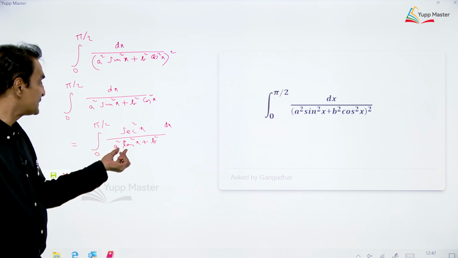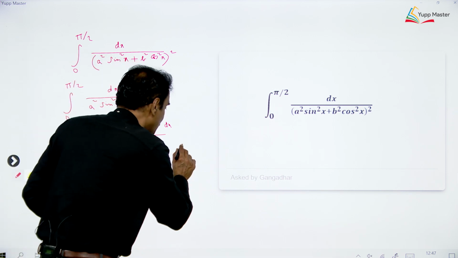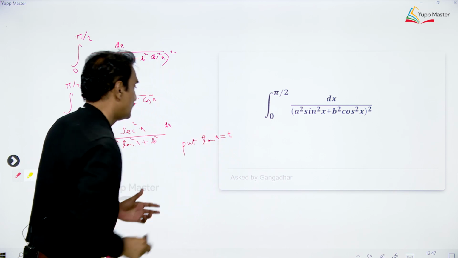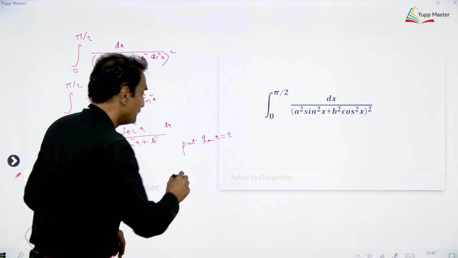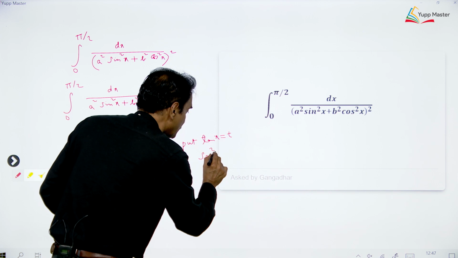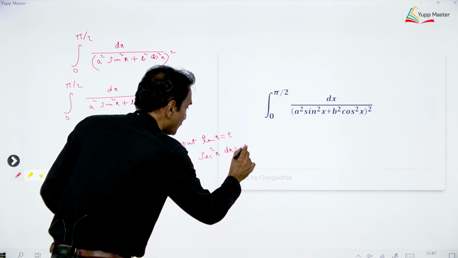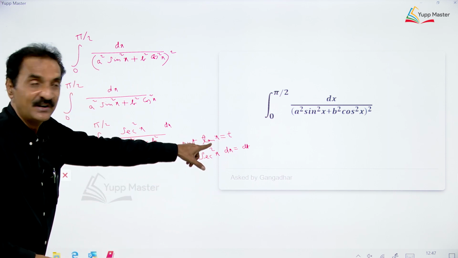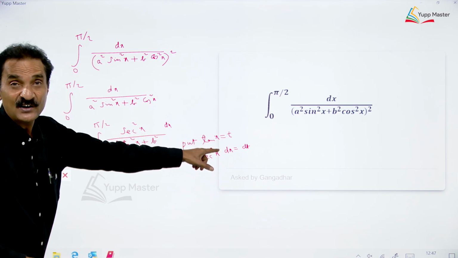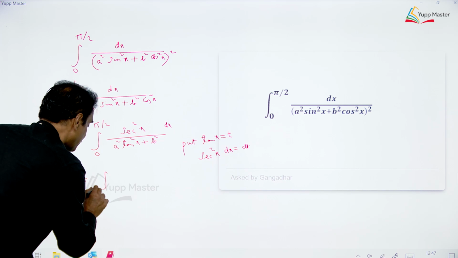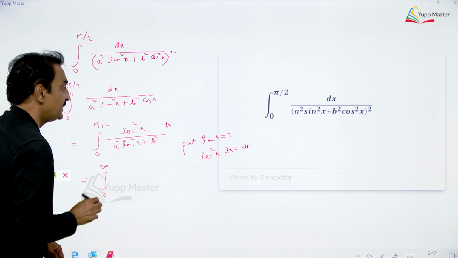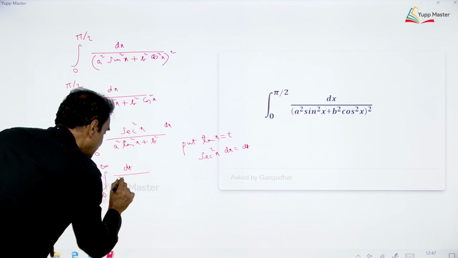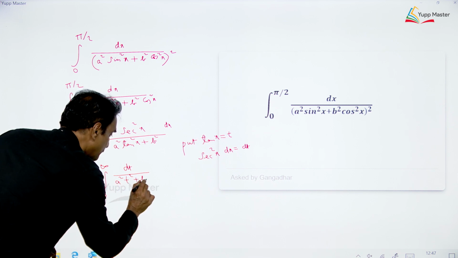Now derivative of tan x is secant square x. So putting tan x is equal to t, you will get secant square x dx is equal to dt. Then what will be the new limits? If x tends to 0, t tends to 0. If x tends to pi by 2, t tends to infinity. So you will get integral 0 to infinity dt upon a square t square plus b square.